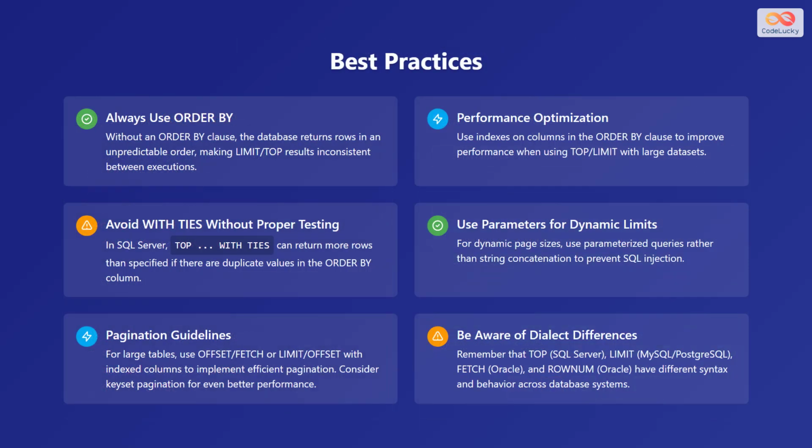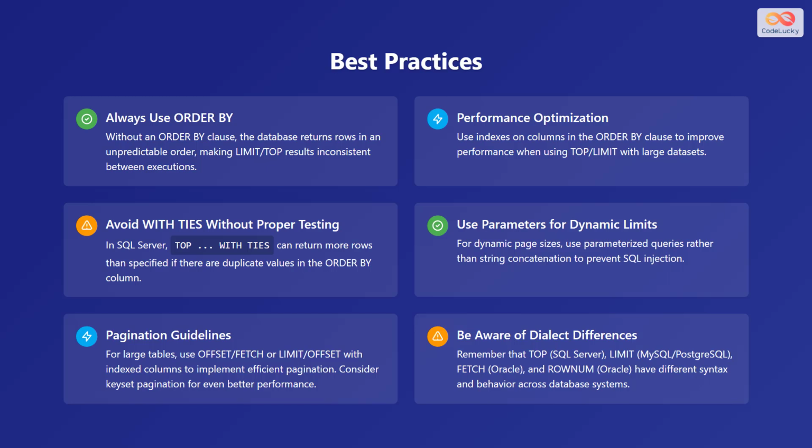Always use the ORDER BY clause with LIMIT or TOP. Without an ORDER BY clause, the database system can return rows in any order, leading to inconsistent results. Use indexes on the columns used in the ORDER BY clause to improve performance when using TOP or LIMIT with large datasets. In SQL Server, avoid using WITH TIES without proper testing, as it can return more rows than expected if there are duplicate values in the ORDER BY column.